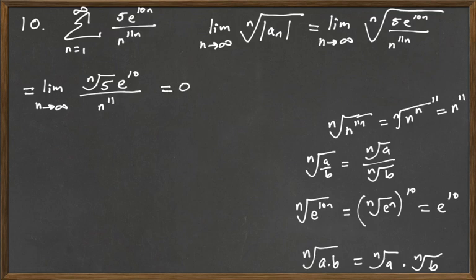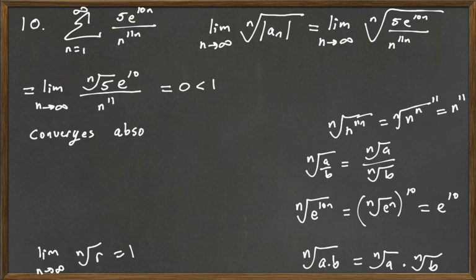Okay, and so the nth root of 5 earlier, that would be the limit as n goes to infinity of the nth root of 5. That's going to be 1. So the top is going to go to essentially 1 times e to the 10th, and then the bottom is exploding to infinity, and so that limit is going to be 0. That's less than 1. And so the root test says that this converges absolutely.